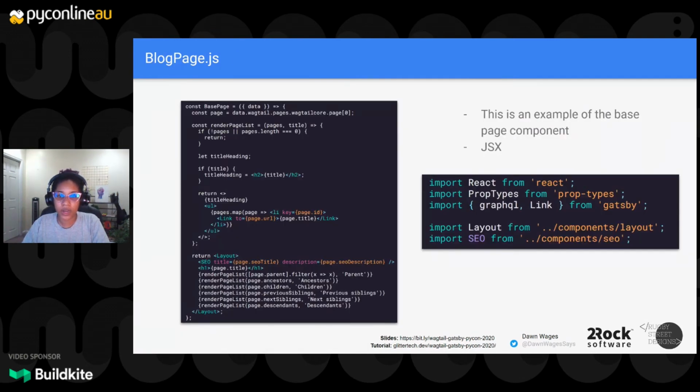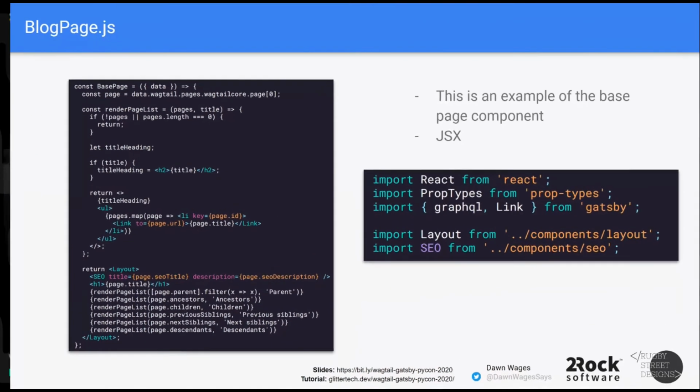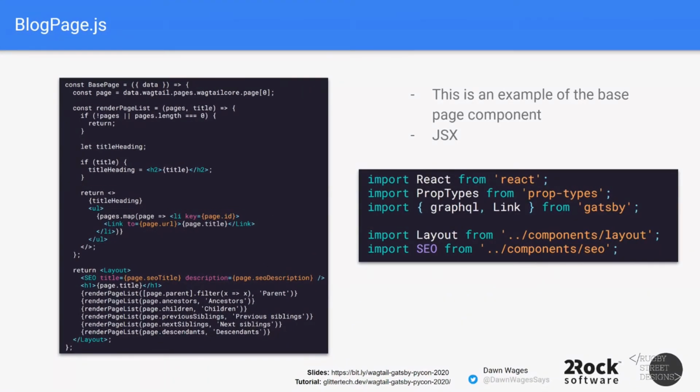Okay, so let's talk about what a blog page could look like. These are not screenshots from the functioning code in the tutorial, but examples of what the blog page can look like. The structure will be slightly different in the tutorial, but we're starting out by importing. This looks very much like a React app. We are accessing the Wagtail data.